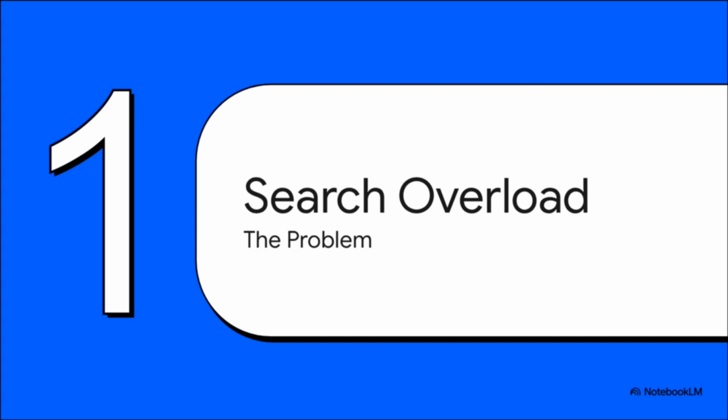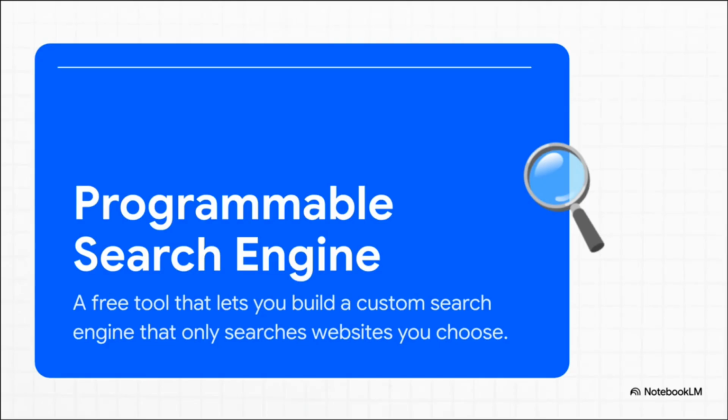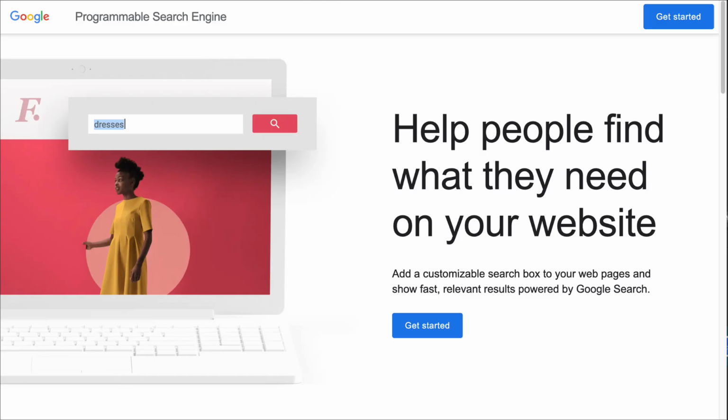Section 1, the search overload problem. Yeah, we're all kind of drowning in information overload, but believe it or not, there is a surprisingly simple way out of it. And that solution is a tool called Google's Programmable Search Engine, or PSE for short. And get this, it's completely free. It lets you build your very own custom search engine that only searches the websites you tell it to. You're literally in the driver's seat. You decide what's in, and just as importantly, what's out.